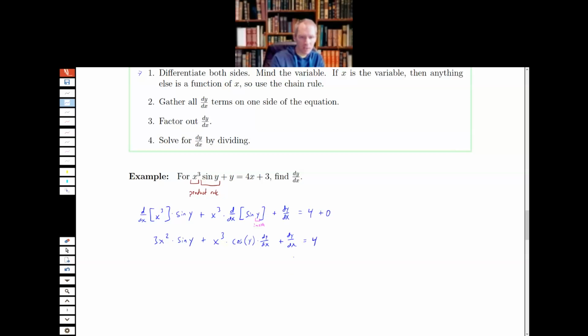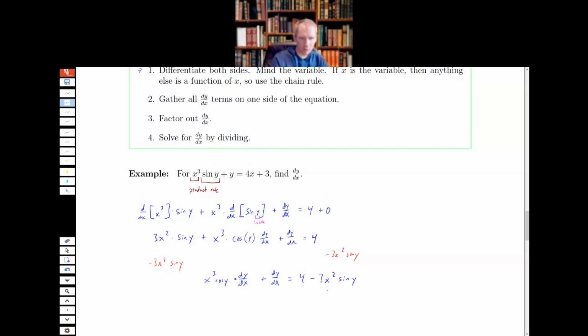And now I can see dy/dx shows up in more than one spot, and this is why we have these steps listed out. So step 2, gather all the dy/dx terms on one side. They are on one side, but I want to get everything else to the other side, right? So I'm going to subtract 3x squared sine y to move it to the other side. So now I have x cubed cosine y times dy/dx plus dy/dx equals 4 minus 3x squared sine y.